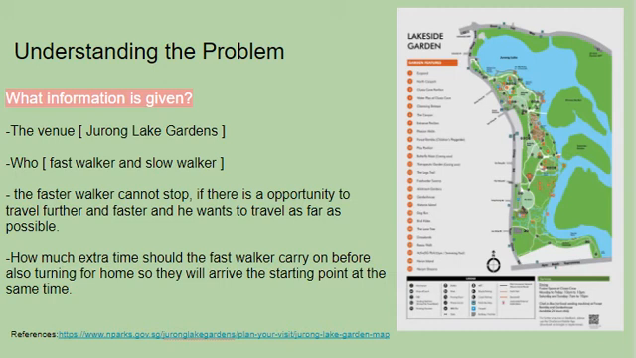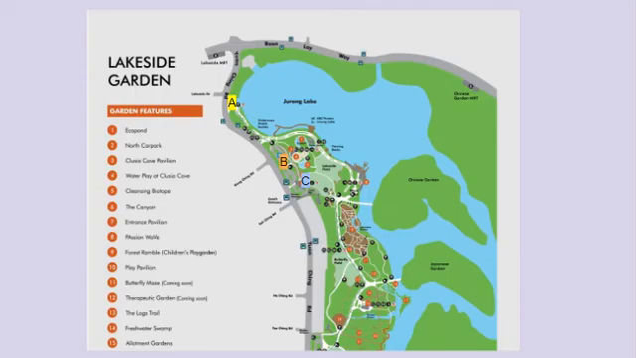When the slow walker starts the return trip, we need to find out how much extra time the faster walker should carry on before also turning for home, so that both will arrive at the starting point at the same time. This is the map of Jurong Lake Garden.